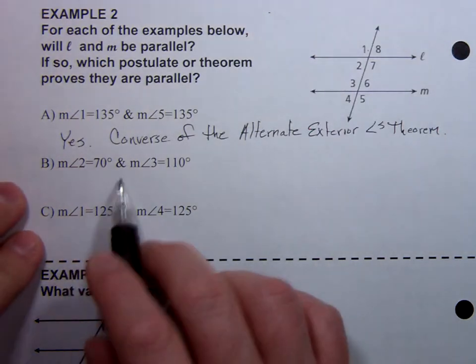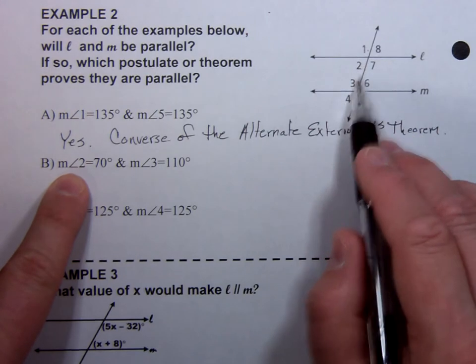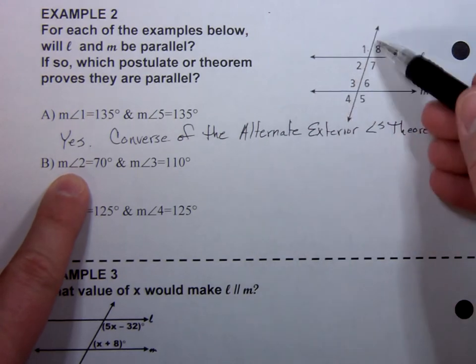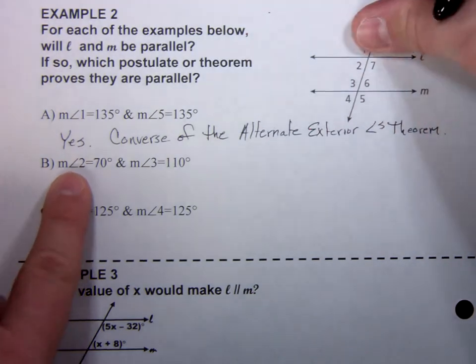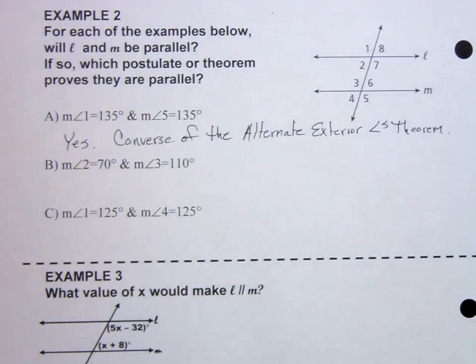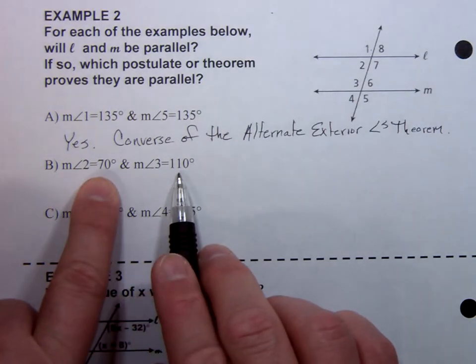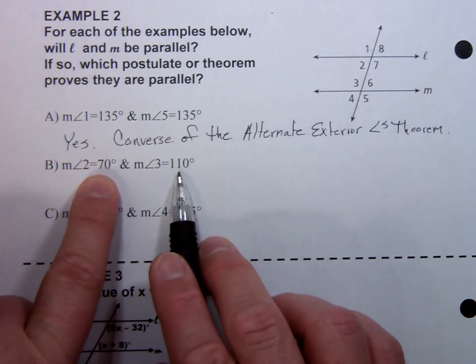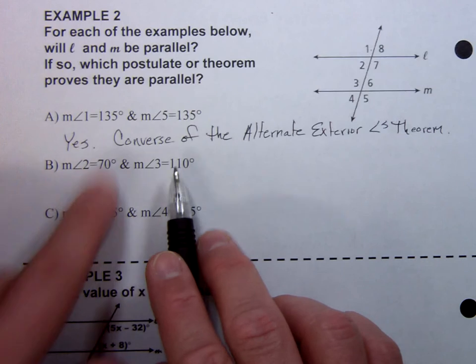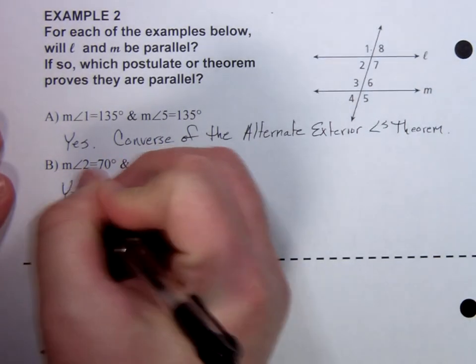Alright, let's look at B. Angle 2 and angle 3 are what type of angle pair relationship? They're on the same side of the transversal, and they're in between the two lines. Those are same side interior angles. Now we learned that if those lines are going to be parallel, same side interior angles have to be supplementary. Are they supplementary? Supplementary means they add up to 180 degrees. 70 plus 110, that would add up to 180. So they are supplementary. So that means that those lines will be parallel. Yes, the lines are parallel.